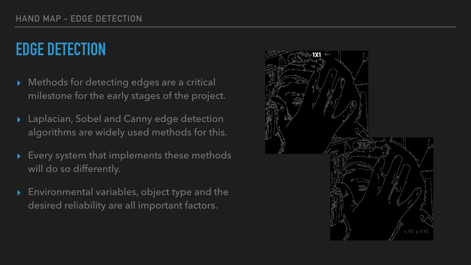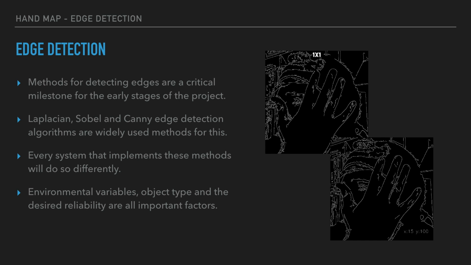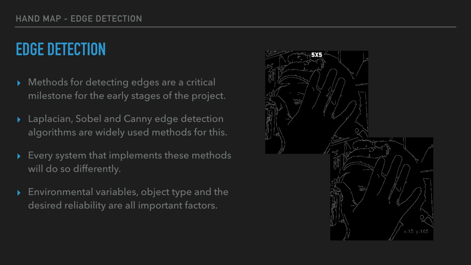For starters, let's look at edge detection. Methods for detecting edges are actually a critical milestone in the early stages of my project. If I can detect edges, I can outline a component or an object that I'd like to track. Laplacian, Sobel, and Canny edge detection algorithms are widely used already for this method. So there's a very good chance I'm going to pick and choose certain components from those algorithms in my final solution. Something I do need to be very careful with, though, is how I implement these methods.